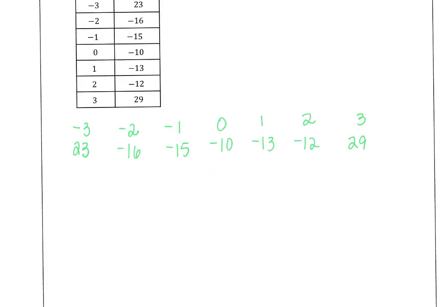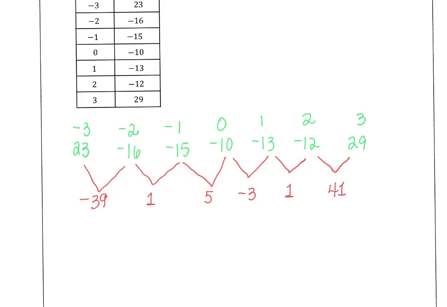And then I want to take the difference between the two y values. So -16 minus 23, that difference is -39. And -15 minus -16, the difference is +1. And -10 minus -15, I have a difference of 5. In the next two, my difference is -3. And then this difference is +1. And this difference is 41. So we're going to say these are the first differences. Now notice they're not the same.